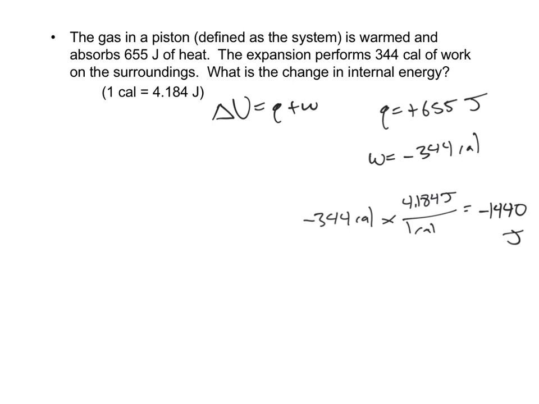Now that they're in the same units, I can use that delta U is equal to positive 655 plus a negative 1440. And so when I do 655 minus 1440, I get negative 785 joules.